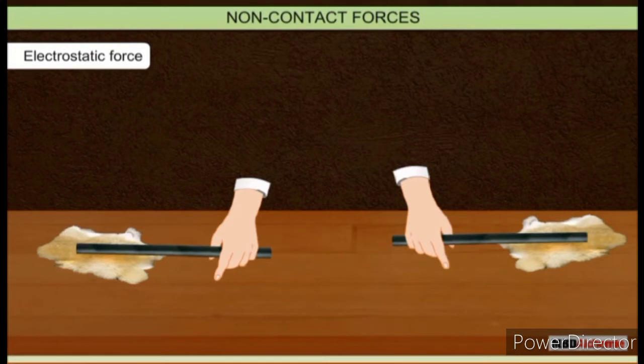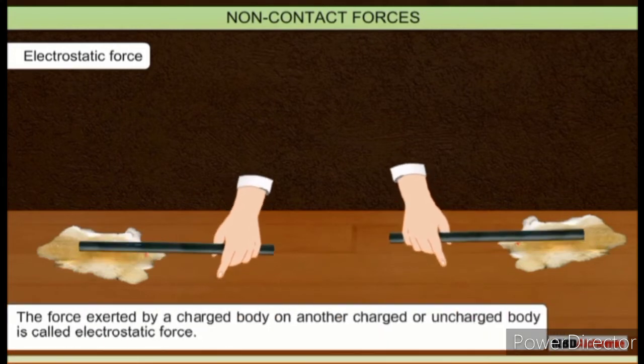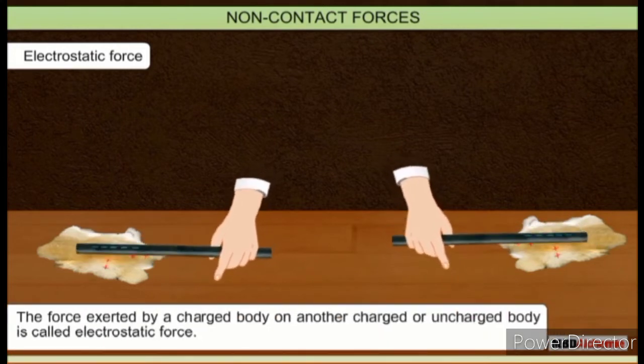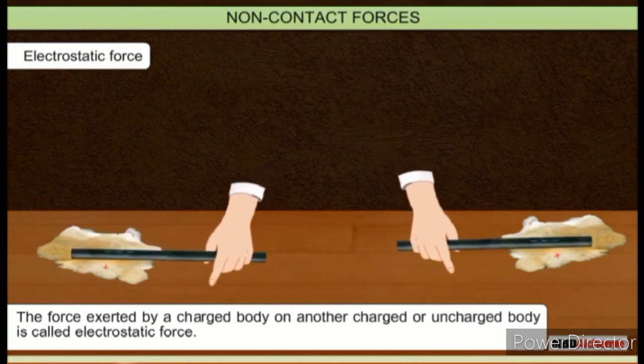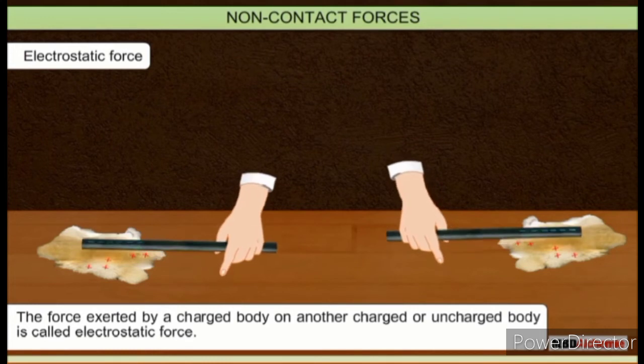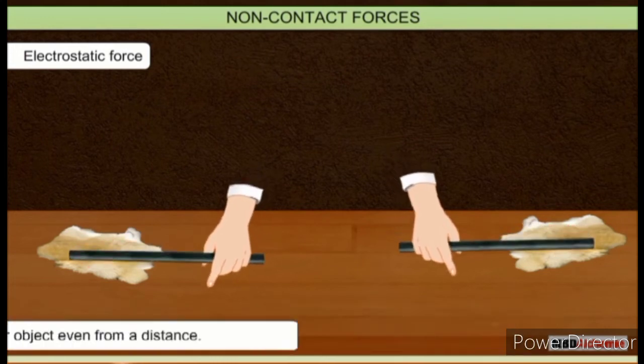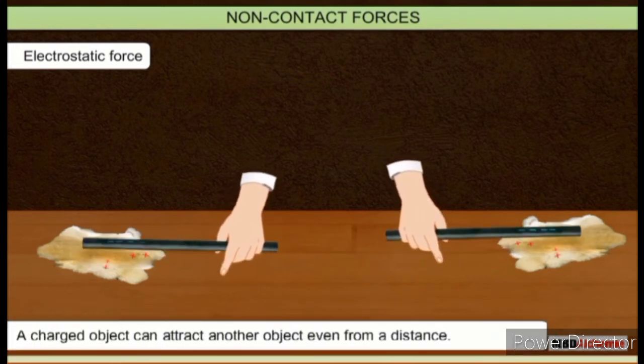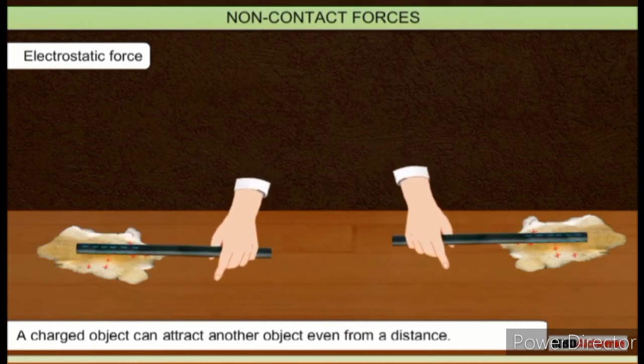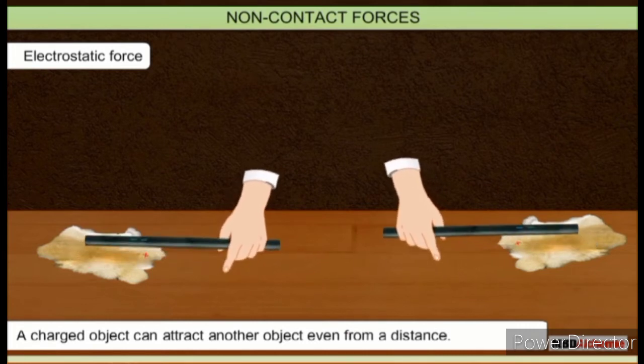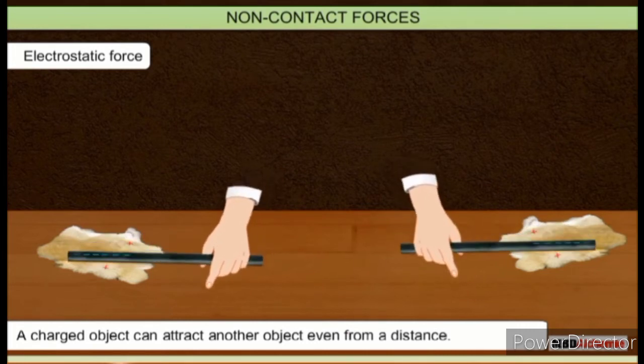Electrostatic force. The force exerted by a charged body on another charged or uncharged body is called electrostatic force. A charged object can attract another object, even from a distance.